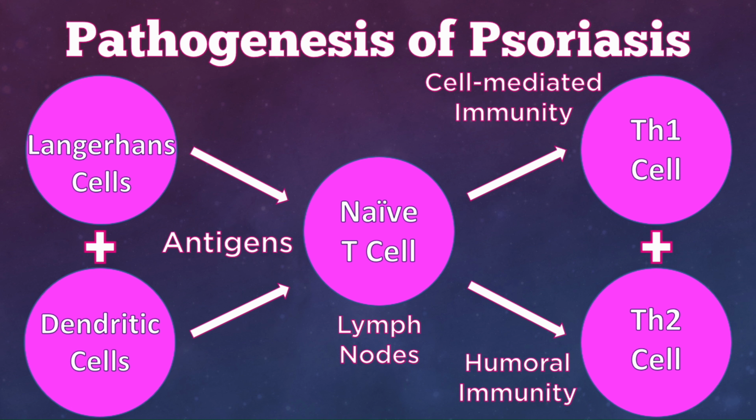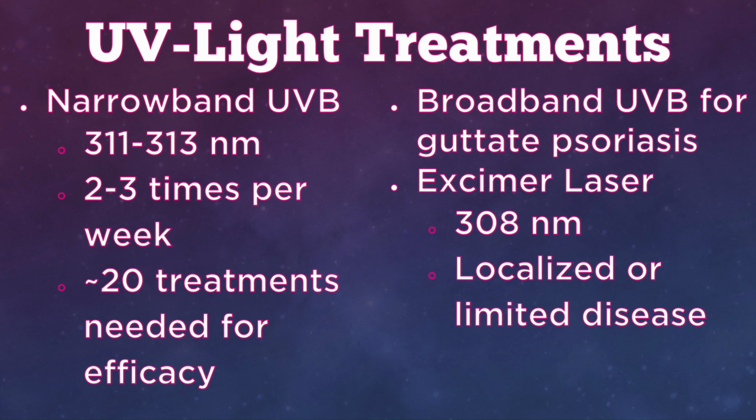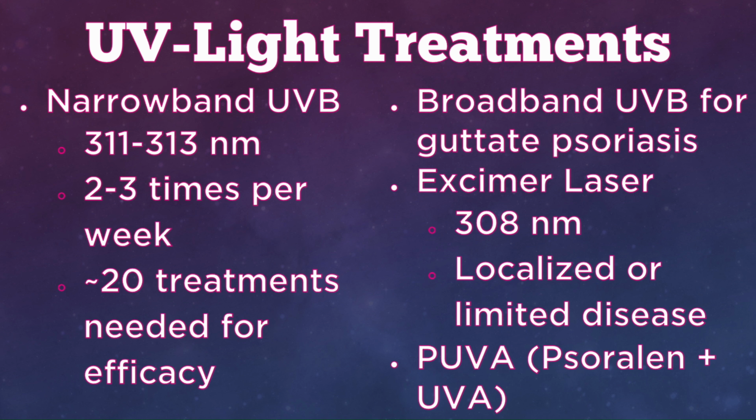Broadband UVB can be helpful for guttate psoriasis flares. And then you have the excimer laser at 308 nanometers, which works great for localized or limited disease, especially on the scalp, which can be tough to reach with the topical treatments we've discussed. Finally, you have PUVA, which stands for Psoralen plus UVA, where you give the patient a topical or oral psoralen, which increases photosensitivity prior to giving the patient UVA light.